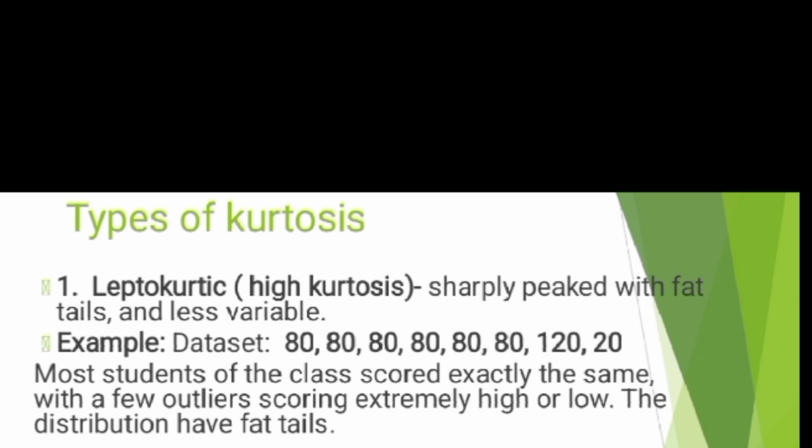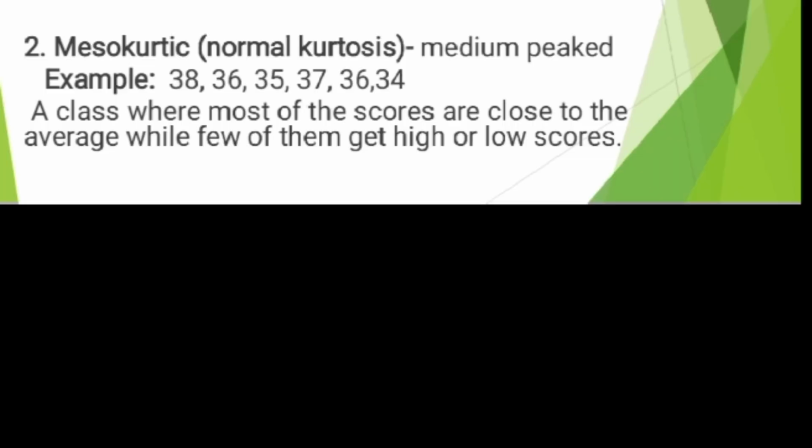For example, most students of the class scored exactly the same, with a few outliers scoring extremely high or low. The distribution has fat tails with the mean of 77.5. For the scores, we have 80s, 120 and 20. This dataset illustrates a distribution with a high concentration of identical scores and extreme outliers resulting in fat tails. For the second type, we have the mesokurtic or the normal kurtosis.